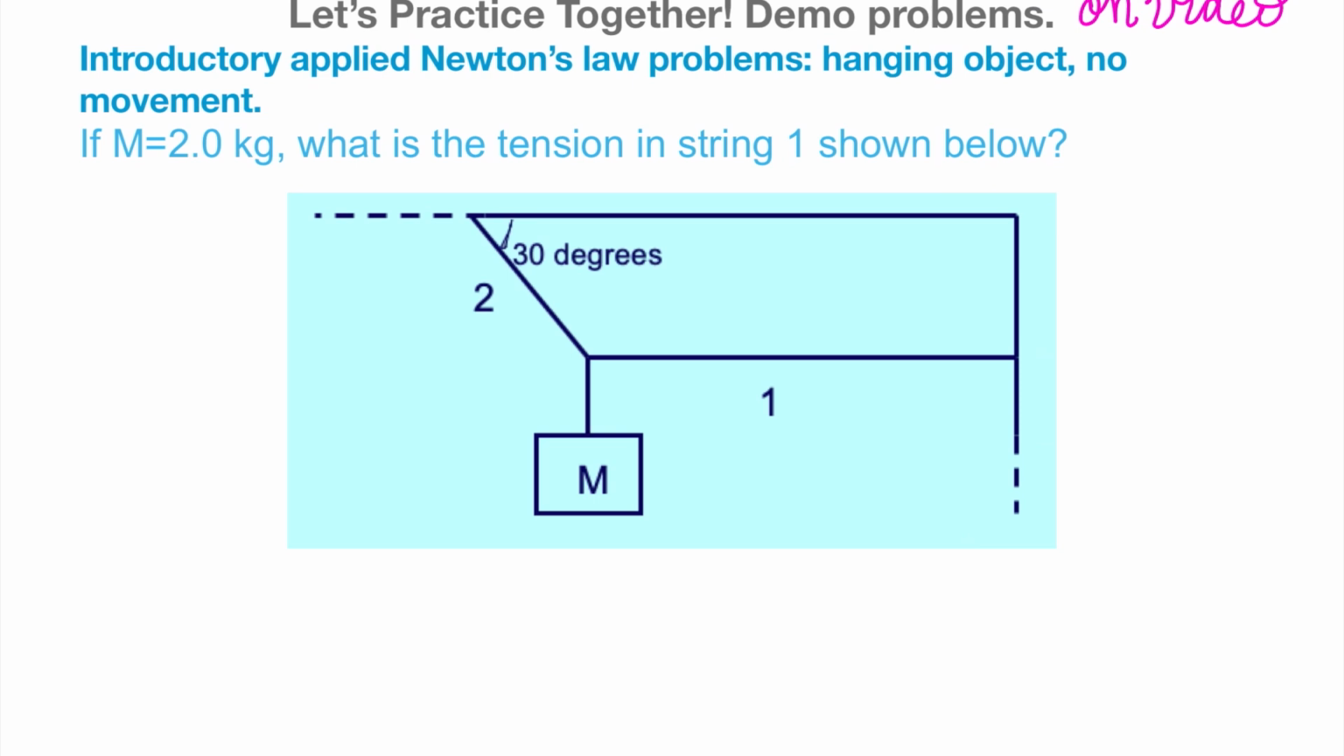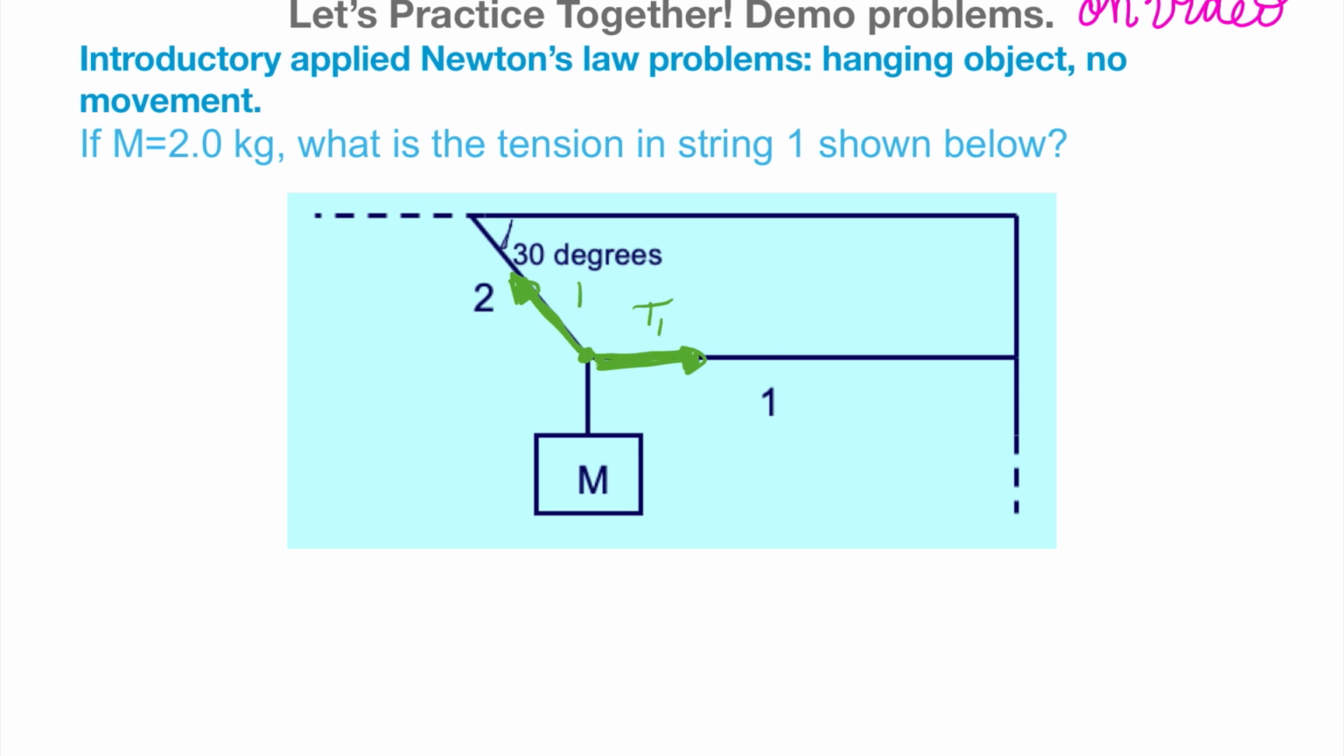All right, in this introductory problem that involves using Newton's laws for an object that looks like it's hanging and not moving, I want to find the tension in string 1. So I am going to start by drawing in the tensions, which include the directions that are acting at the knot location in the picture.